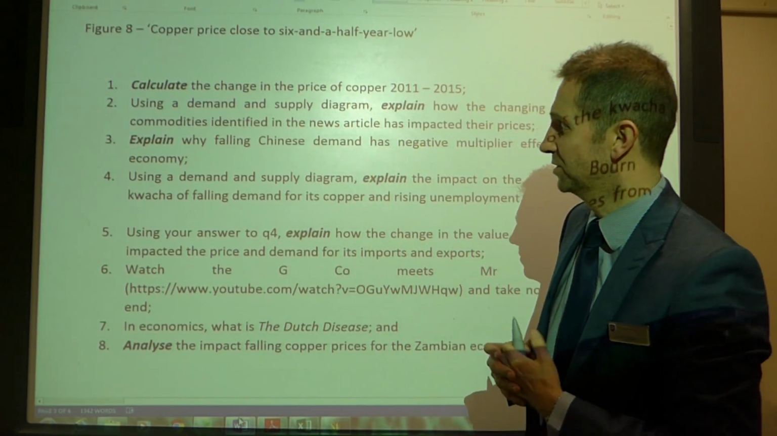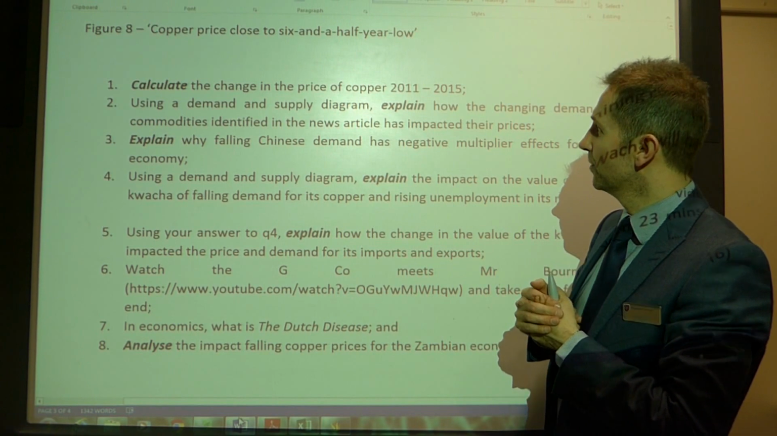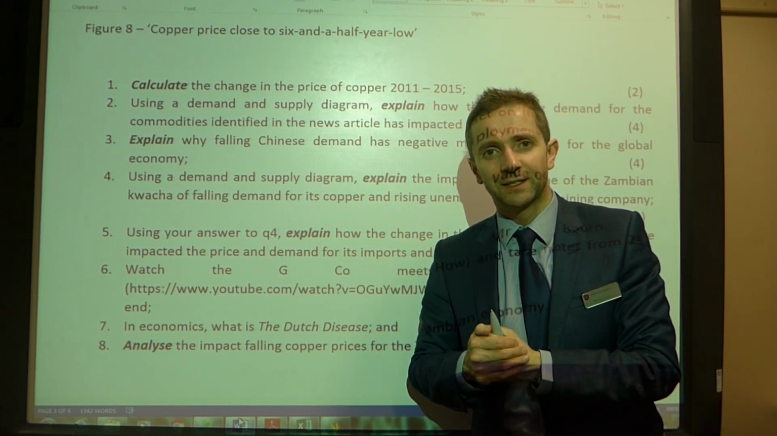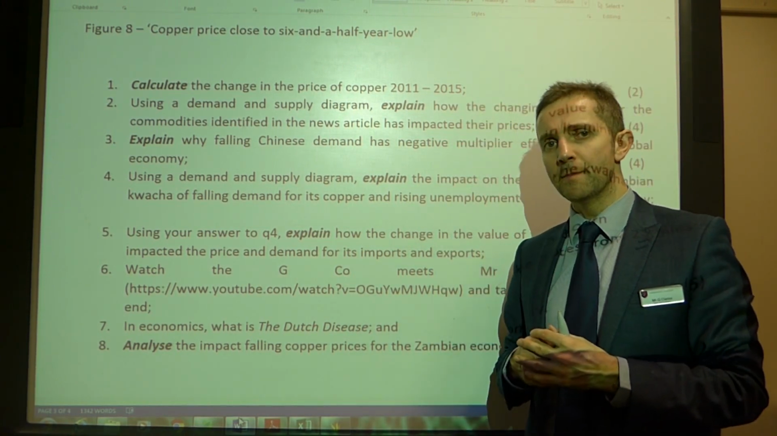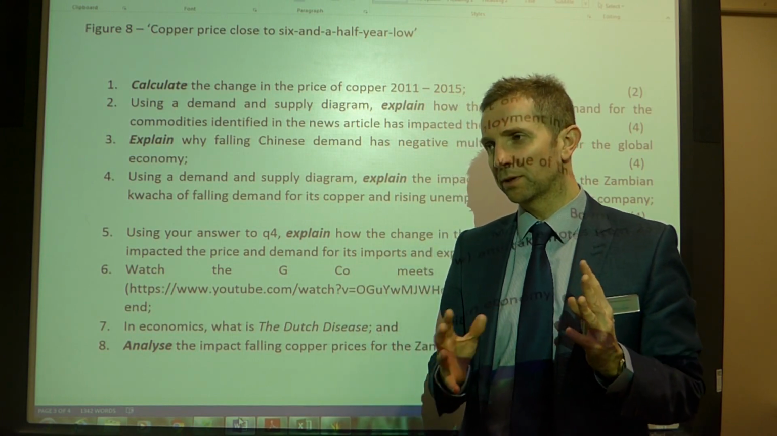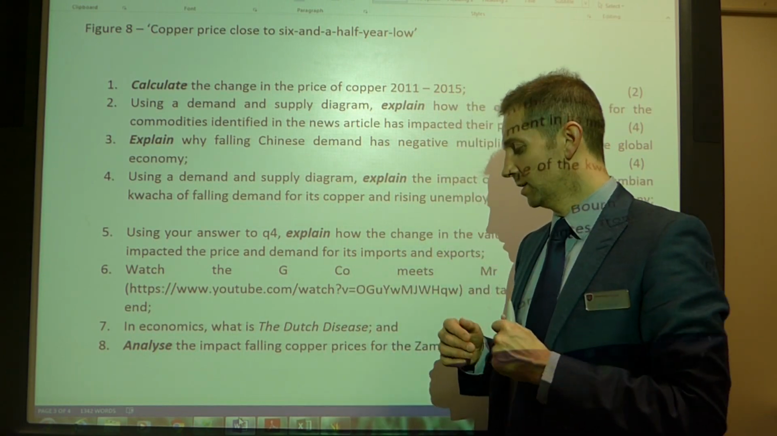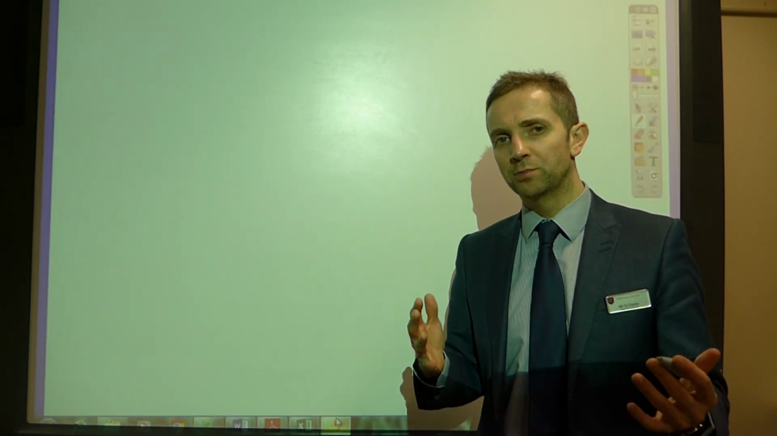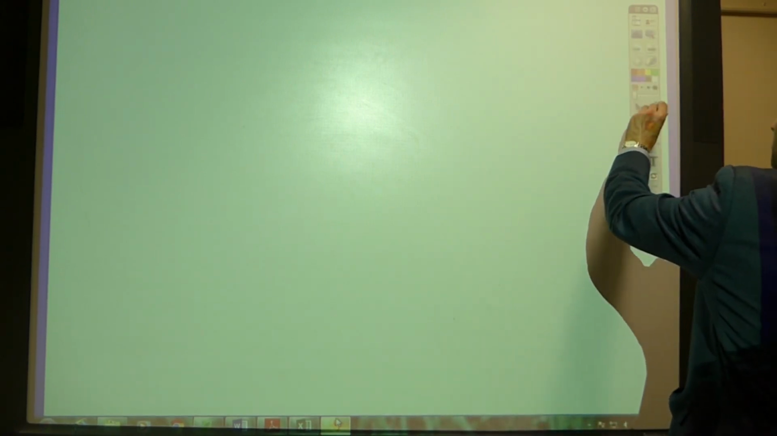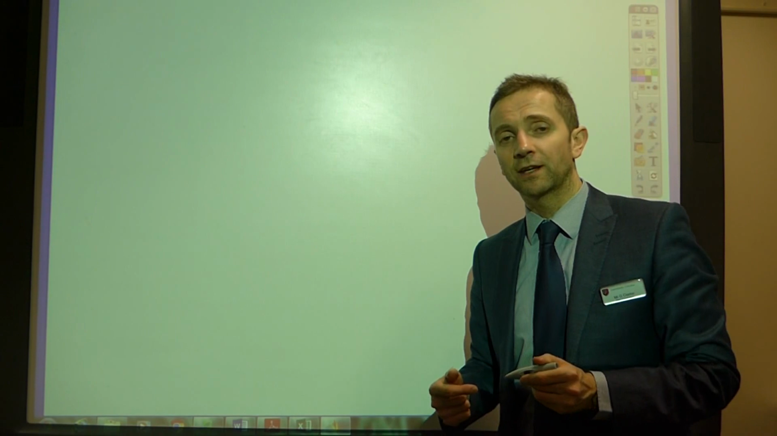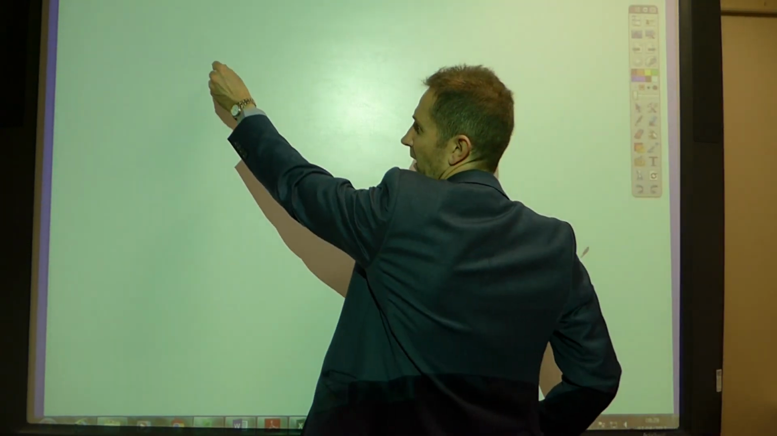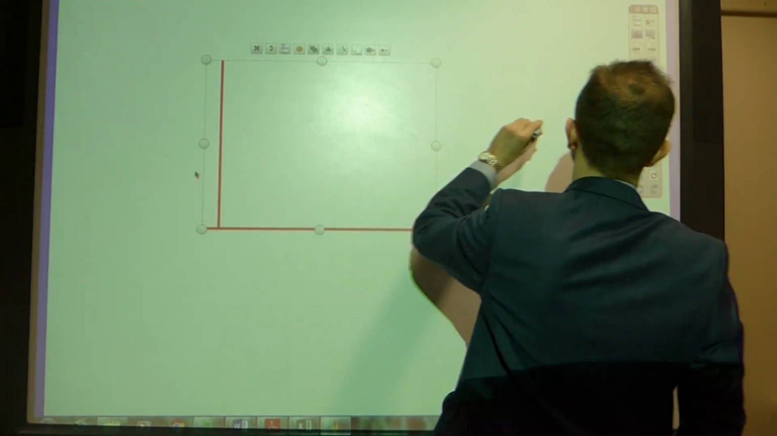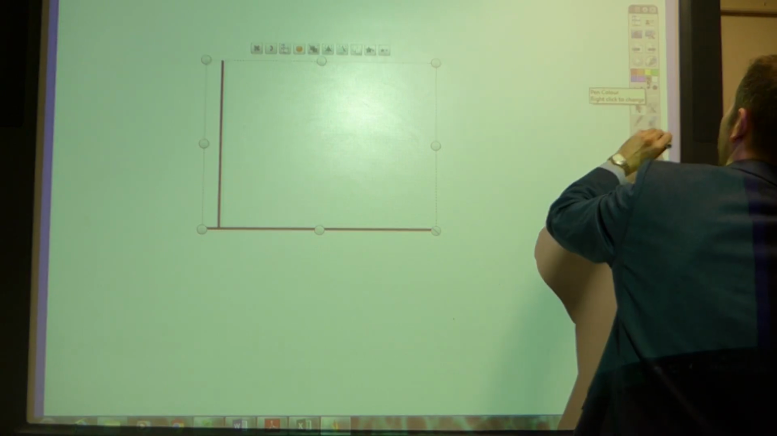Moving into the rest of the questions, ladies and gentlemen. Using a demand and supply diagram, explain how the change in demand for the commodities identified will have affected their prices. So remember your 593, it's a synoptic paper, so it can be the micro analysis or the macro. So in this instance we will be considering the micro analysis. So it could be copper, it could be iron ore, it could be any of those commodities which are mentioned. And all we're thinking about, well, what would be happening in terms of demand, supply, and then the impact upon price and quantity. So let's just set ourselves a diagram up for that one, ladies and gentlemen.